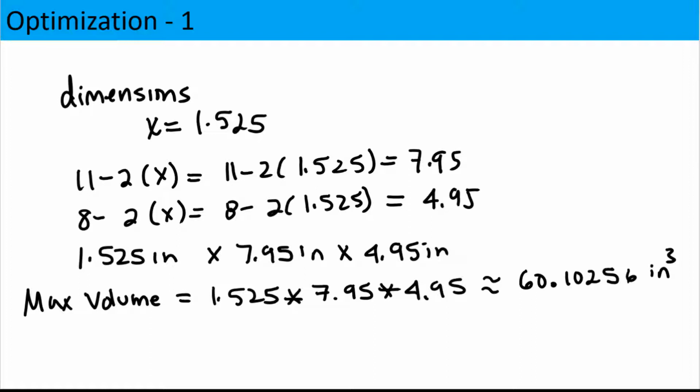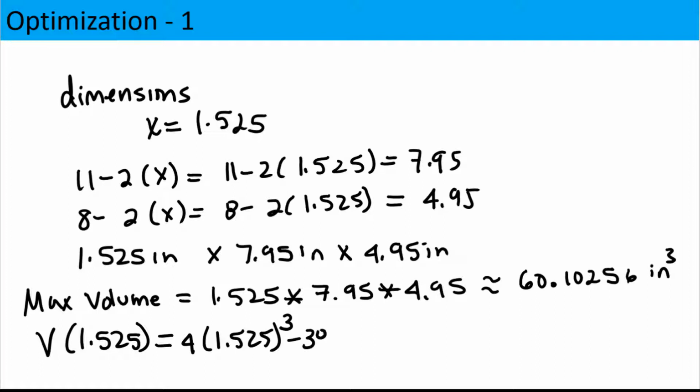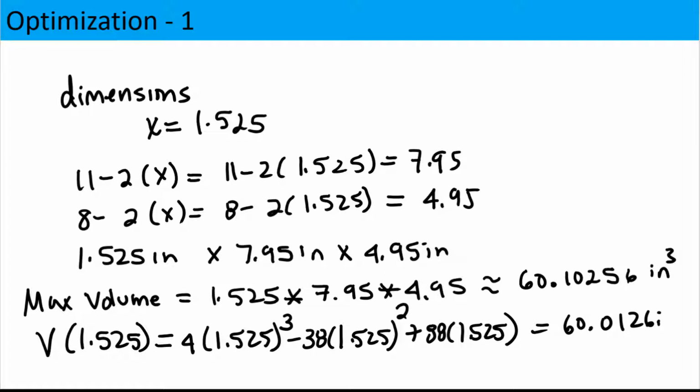This also checks in the function. That is, if you do the volume that we had at 1.525 and solve it for 4 times 1.525 cubed minus 38 times 1.525 squared plus 88 times 1.525, you will get 60.0126 inches cubed. Notice we got the same value, and we should have.